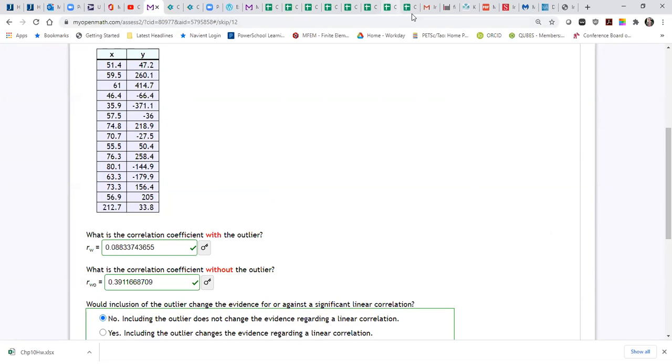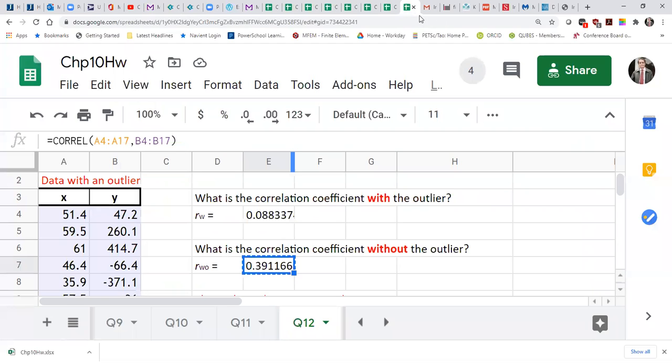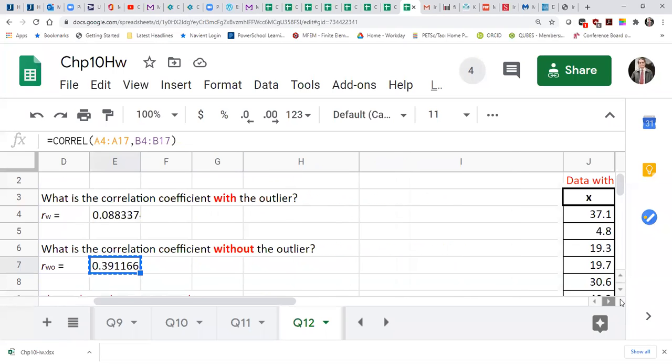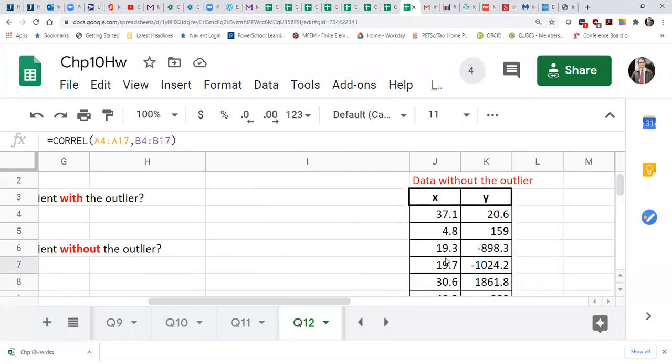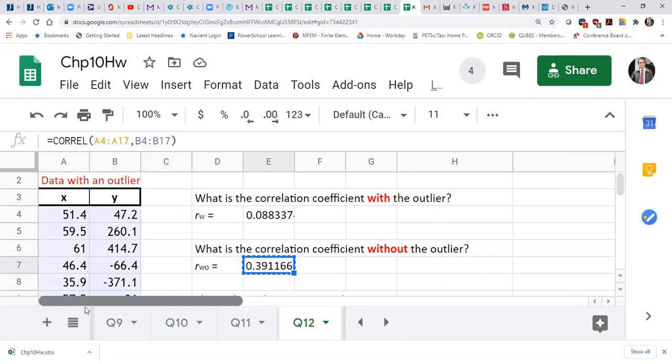Yeah, you have to change this one. Make sure for the RWO you need to do this also. So the correlation will be from A. Don't use the one on the right side here, but use the same data on the left side. But do not include the last data, which is B18 and also A18.